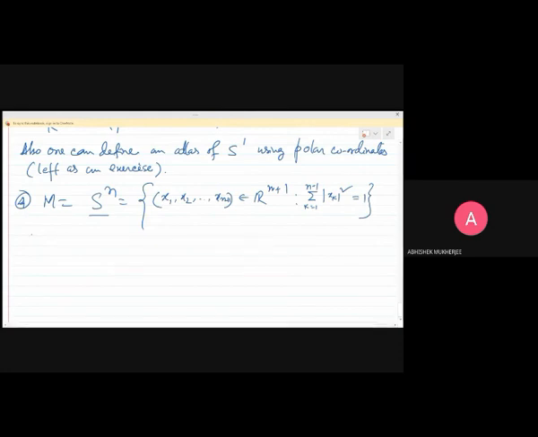Just having the same kind of constructions. So check that Sn is a topological n-manifold. Okay, so I think let me stop here for today.